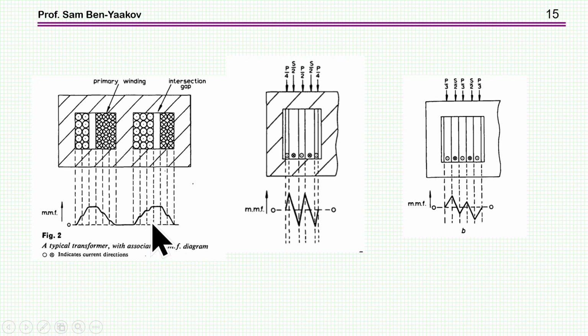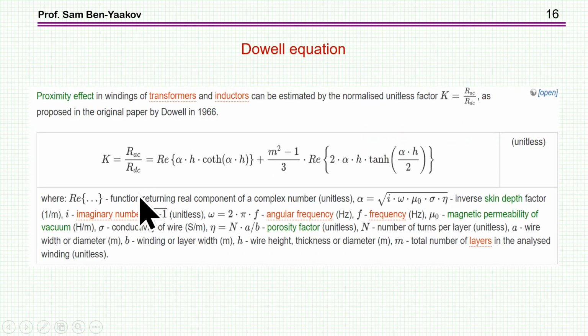Now, due to this field, as we understand now, there will be induced eddy currents, and these eddy currents will change the way the current is passing through these conductors, through the wires, and consequently our RAC will be larger at high frequency. In the paper, Dowell developed this relationship, which is the ratio between RAC and RDC, and it is a function of the height of the layer, the number of layers, and some other parameters that I'm not going into, because today we have calculators that will calculate this for us very quickly without going into the fine details.